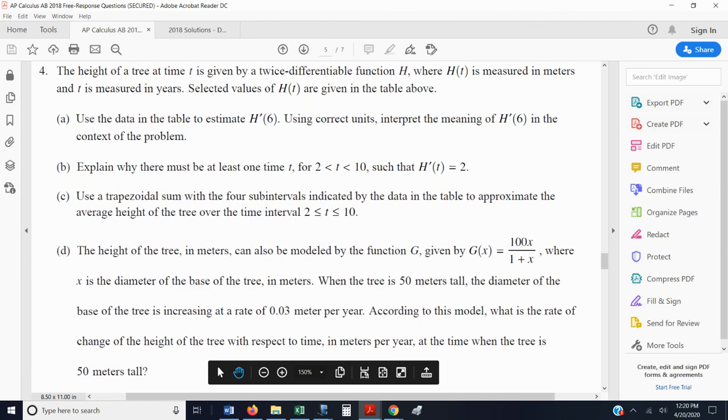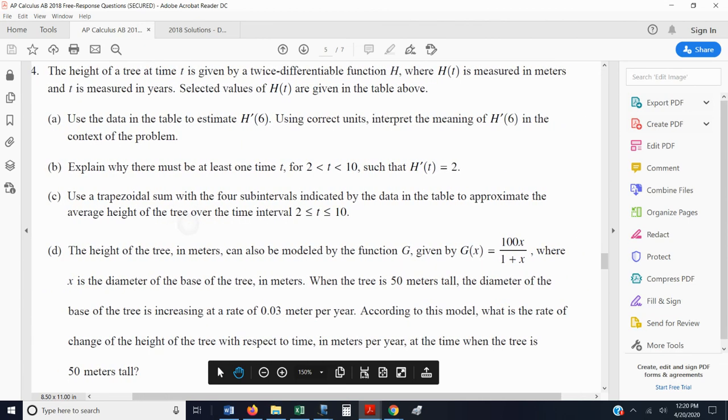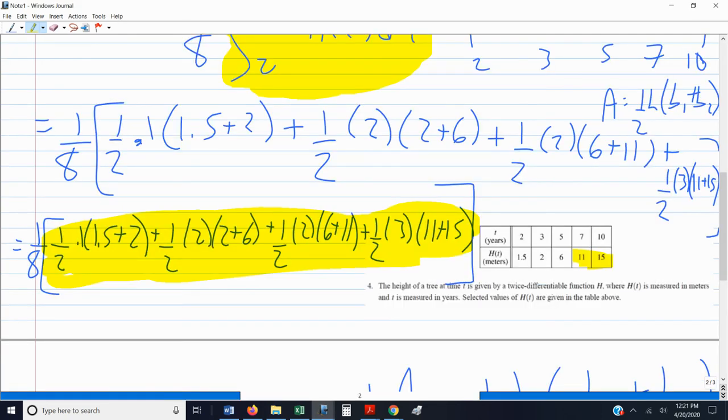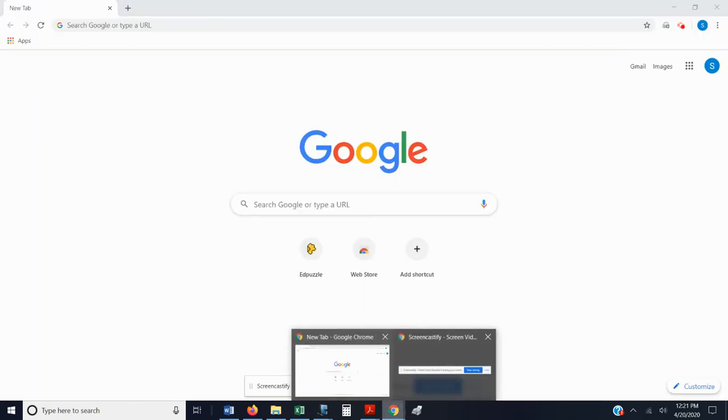But I'm looking at part C. The trapezoidal sum is being used to approximate average height. So we're looking at the average height, meaning we need that average value. So the 1/8 is going to be part of that average value formula. So if they can see that 1/8 times your trapezoidal sum, then that is going to be your second point. And this is a 2-point question, so that is it for that question.